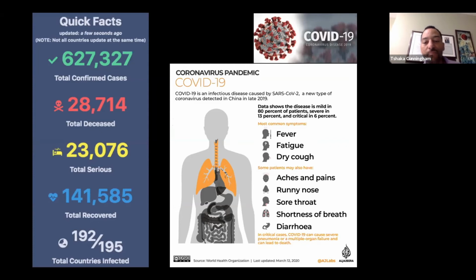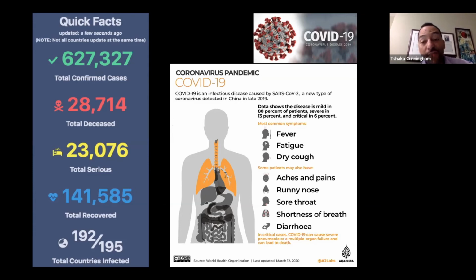And here are the symptoms that it causes, right? Most people are actually going to be okay. The actual death rate for that virus you can calculate. What can someone divide for me? What's 28,714 divided by 627,327? What's that number? I'll let you guys tell me. I got 3%. 3%. So that's your mortality rate, your death rate for this virus. So a global death rate of about 3%.